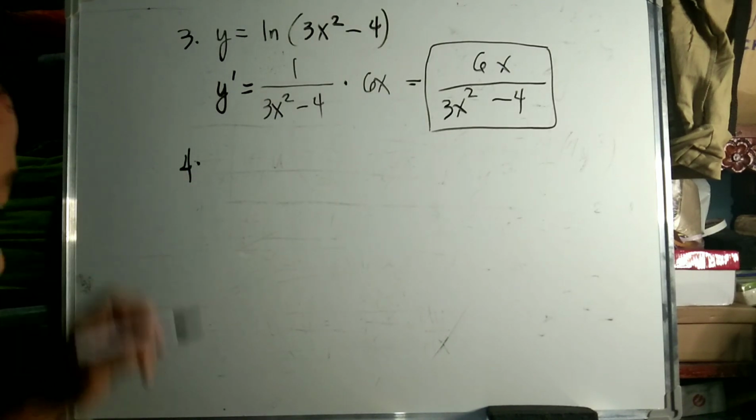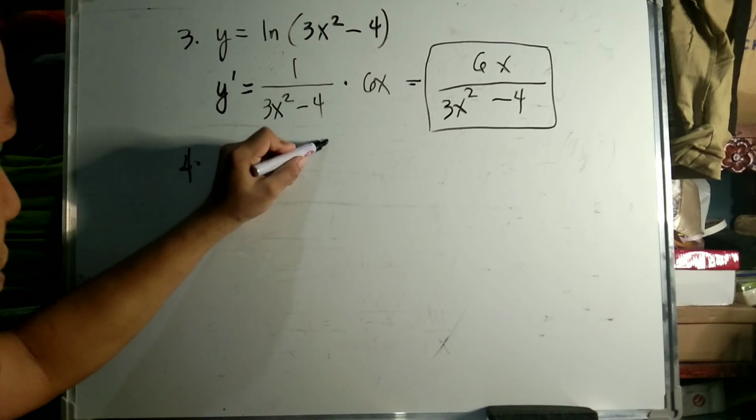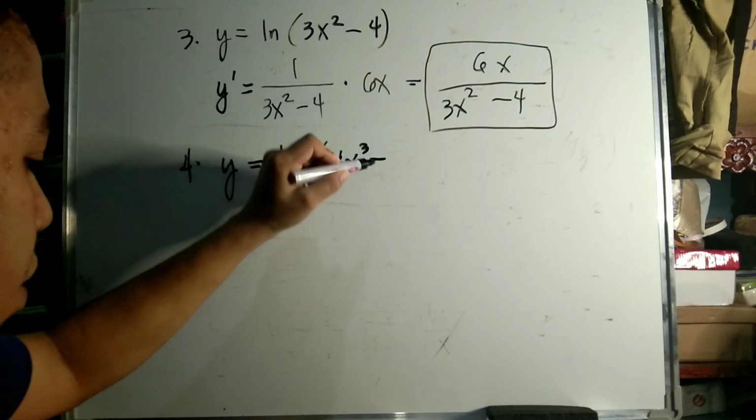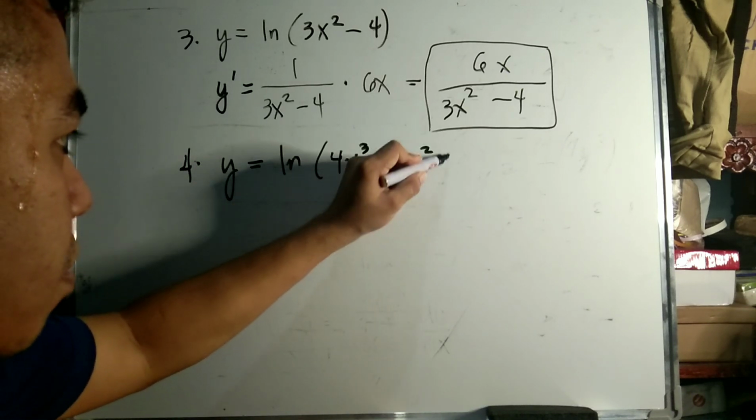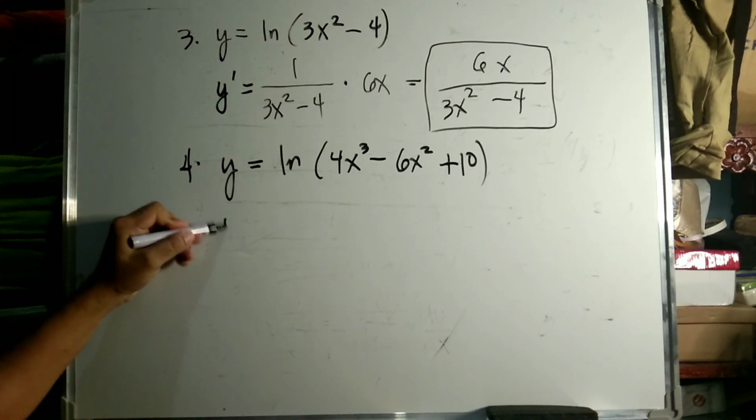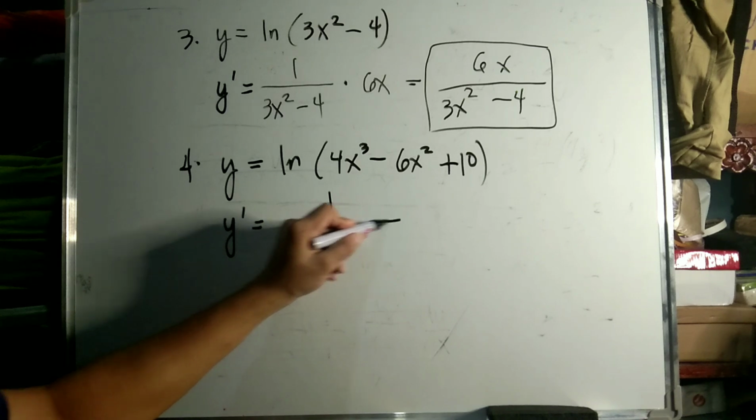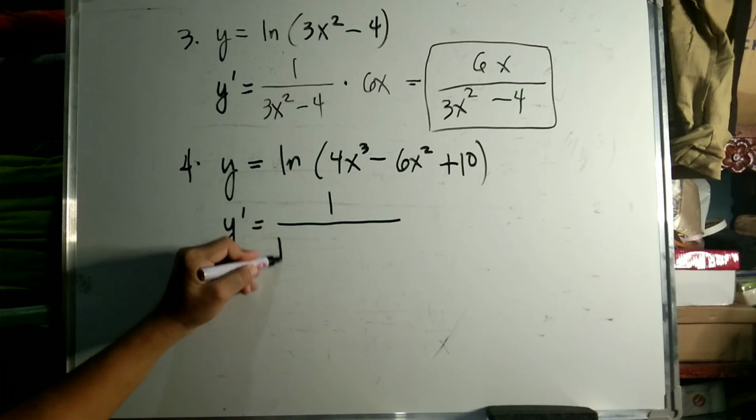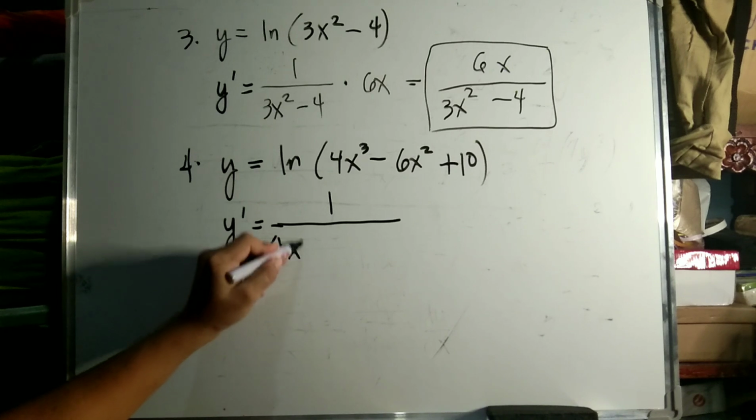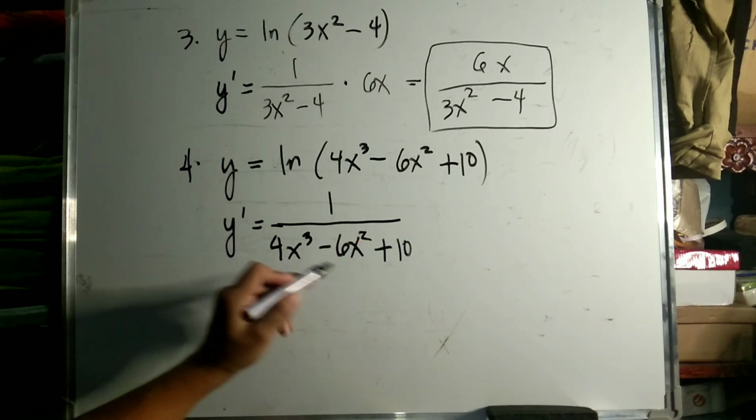Number 4. y equals ln 4x cubed minus 6x squared plus 10. Okay. So, find the y prime or find the derivative of y with respect to x. So, y prime equals, okay, so we have 1 over 4x cubed minus 6x squared plus 10.